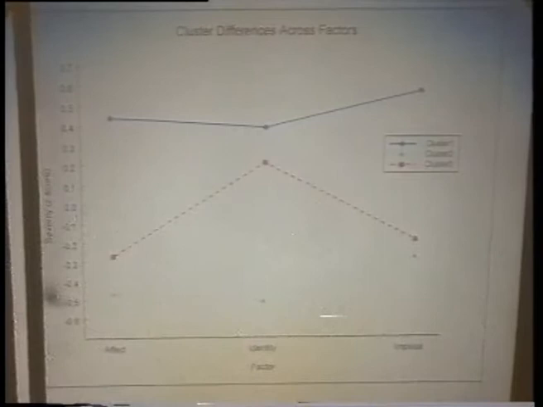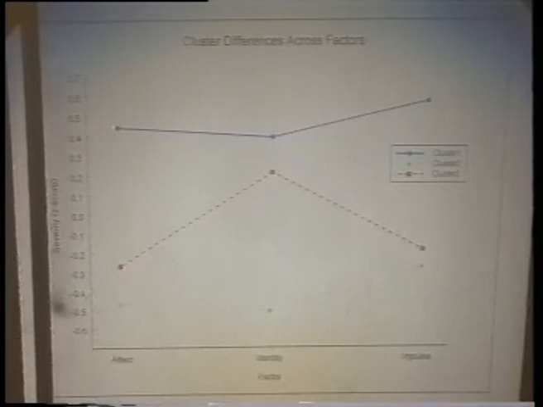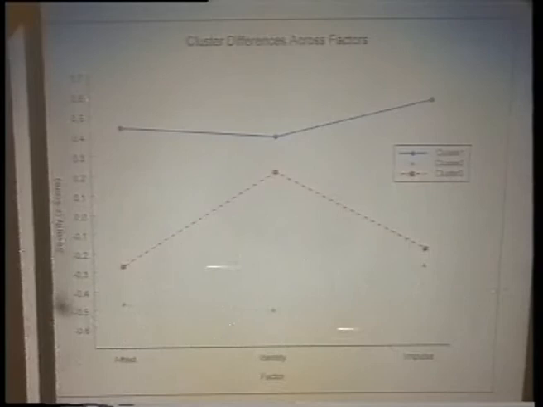For each cluster, this is cluster one, cluster two, cluster three. So these are your antisocial, narcissistic, histrionic borderlines, cluster one.